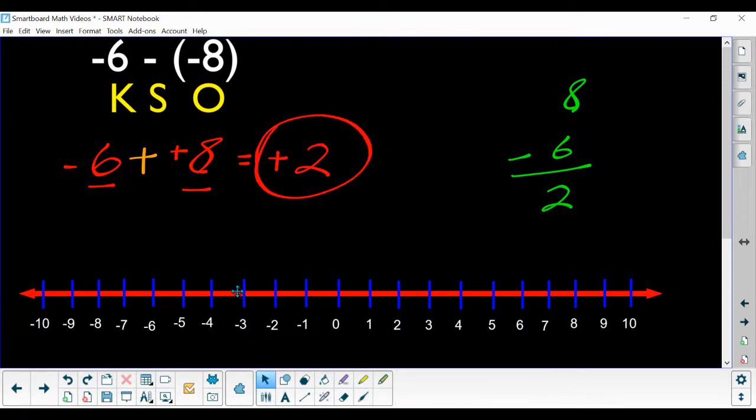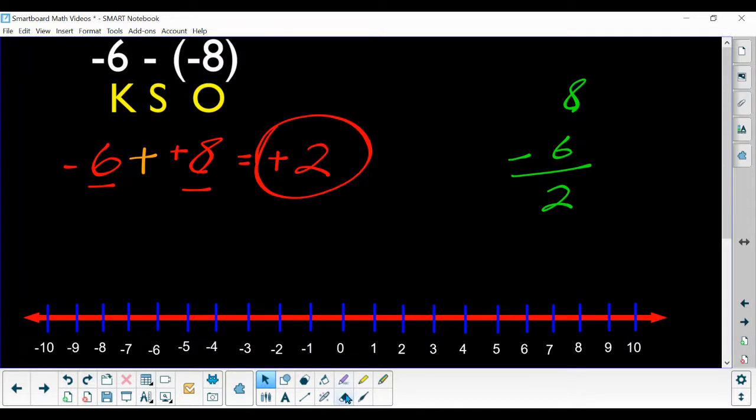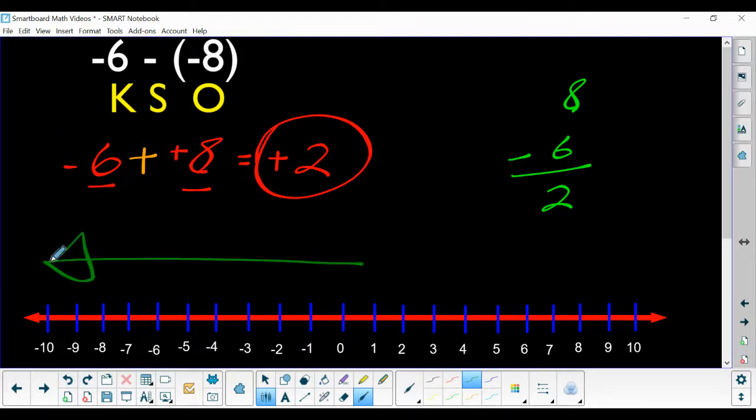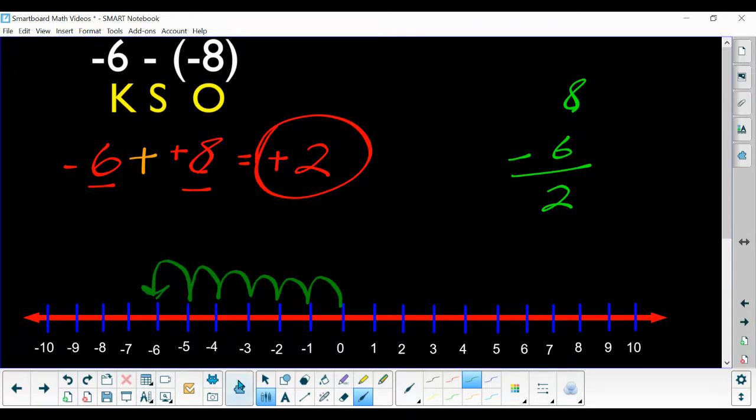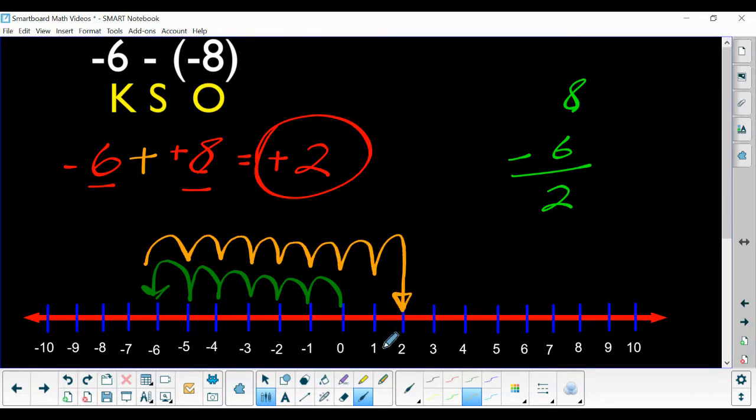Or you can also use a number line. If you use your number line, you're always going to start off with the first number, and the first number is a negative 6. Negatives go this way, positives go that way. So I'm going to be going 6 spaces to my left. 1, 2, 3, 4, 5, 6. Then from there, the second number tells me also where to go. But this time it's a positive, so I go the other direction. 1, 2, 3, 4, 5, 6, 7, 8. And guess where I end up at? A positive 2. Same answer I had right here.